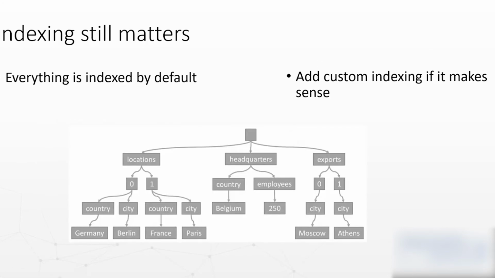So indexing definitely still matters. The interesting thing is that everything by default is indexed. So when you add a JSON document up into the container, everything that's in there is indexed, every property, unless you change that, which I definitely recommend that you do.